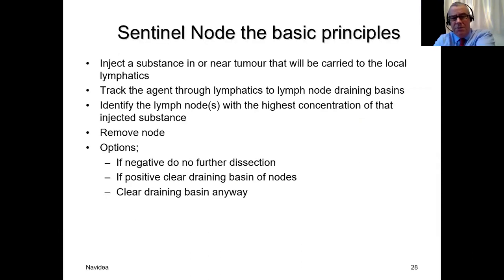So they would inject a substance near the tumor that's carried to the lymphatics up to the lymph node. They track the agent and try and find the draining basin, and then they look more carefully and try and remove any nodes. If it's negative, they don't do any further work. If it's positive, then they surgically clear that draining basin.